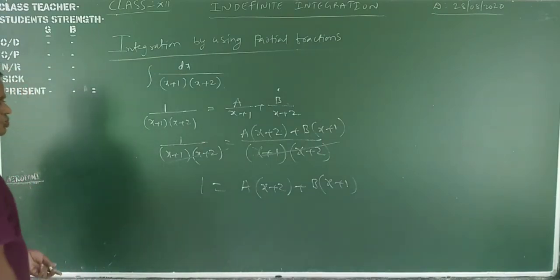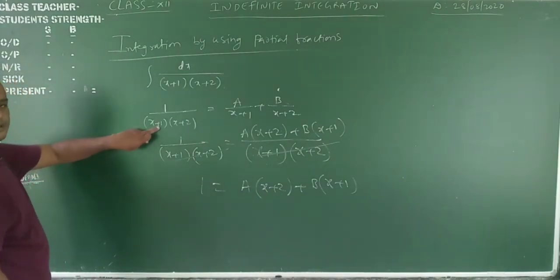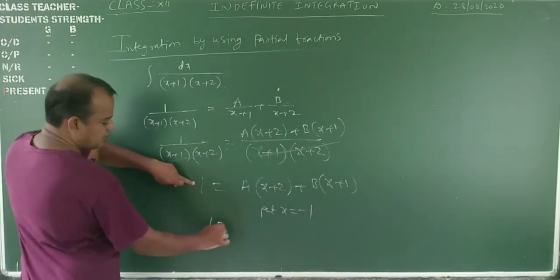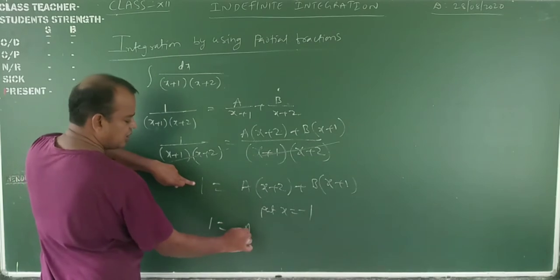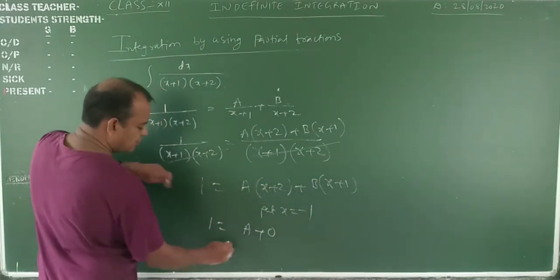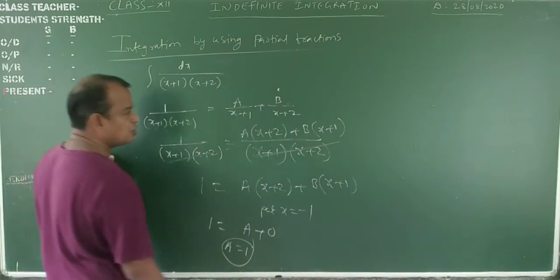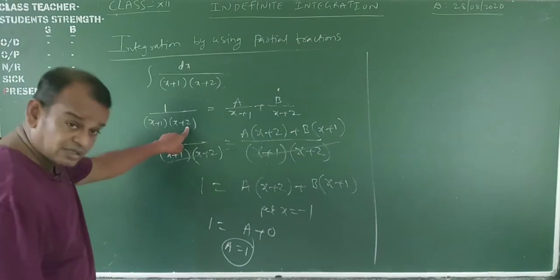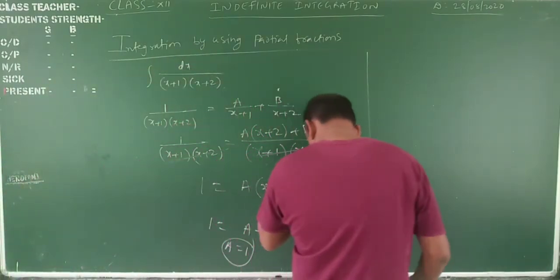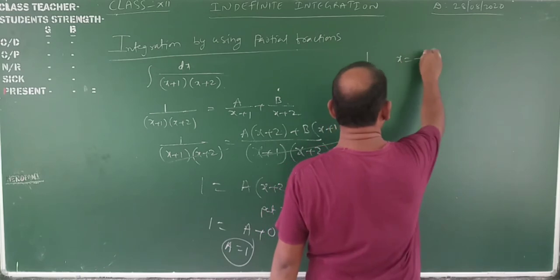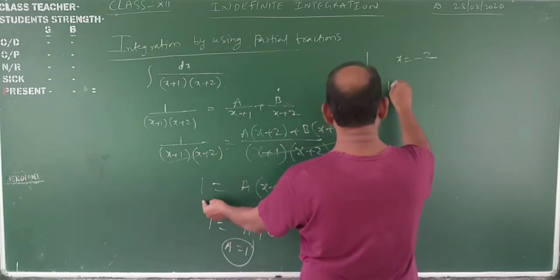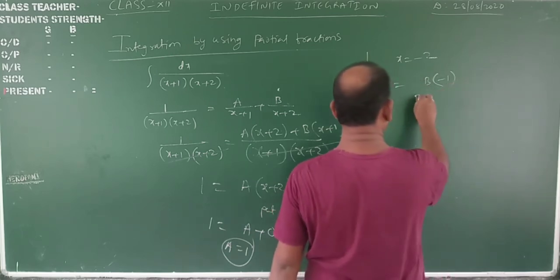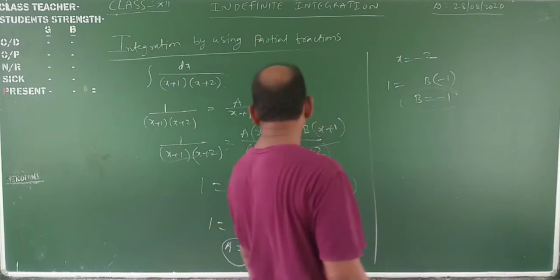Okay, my dear students. Now substitute x values. Here x plus 1 means x is equal to minus 1. Put x is equal to minus 1. Here 1 is equal to A, since minus 1 plus 2 means 1, plus this value which is 0. Therefore, A is equal to 1. Now substitute x plus 2, meaning x is equal to minus 2. What happened here? 1 is equal to, this value is 0, B into (minus 2 plus 1) means minus 1. B is equal to how much? Minus 1.